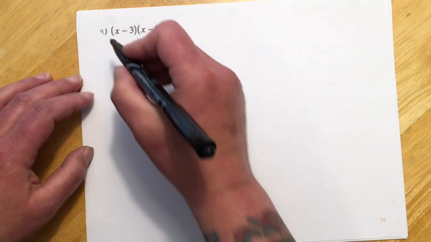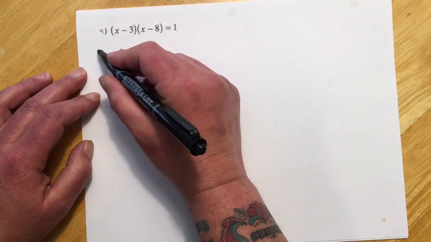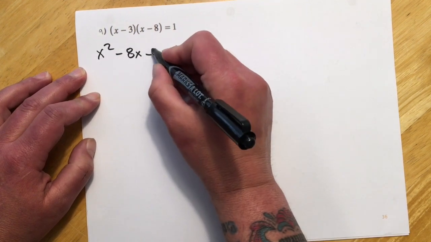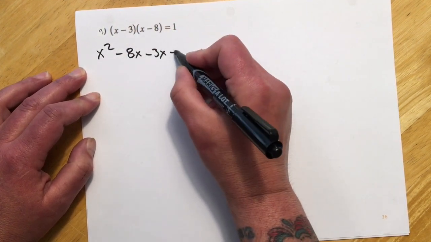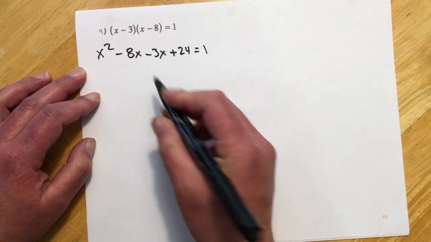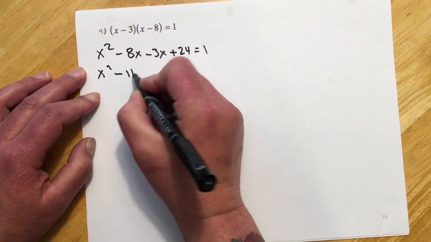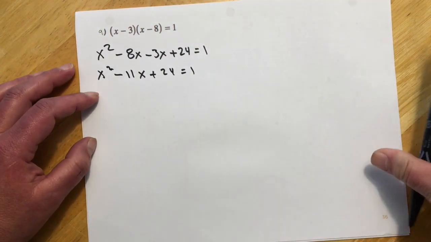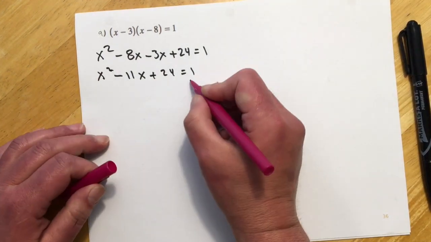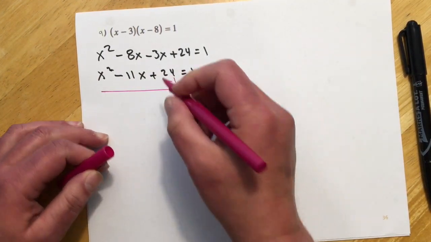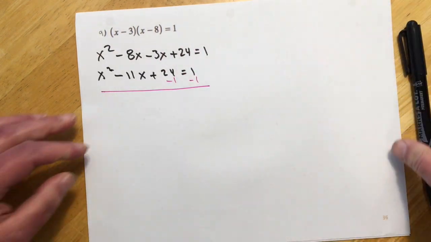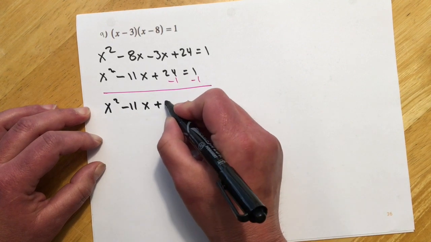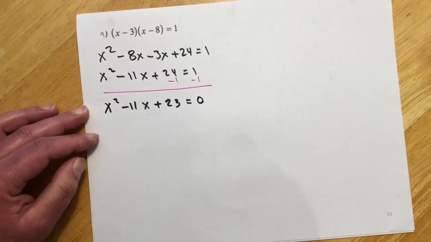Number 9, this is one where we have to do a little FOIL to get it there. So x times x is x squared. On the outside you get minus 8x. On the inside I get minus 3x. And on the end I get plus 24 equals 1. X squared minus 11x plus 24 equals 1. Take a 1 off both sides, just to get it to 0. So x squared minus 11x plus 23 equals 0.